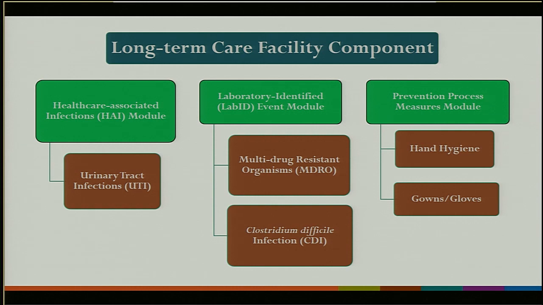Just a recap of the information that you've probably heard already over the last couple days. Within the long-term care facility component, there are 3 modules. One is the HAI reporting of urinary tract infections, which includes catheter and non-catheter related infections. Laboratory ID events, also called lab ID events. This method provides proxy measures of C. diff and multi-drug resistant organism infections. Prevention process measures, which allows facilities to monitor adherence to prevention practices and includes hand hygiene, glove, and gowning.